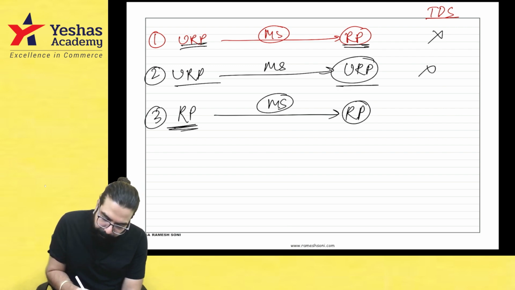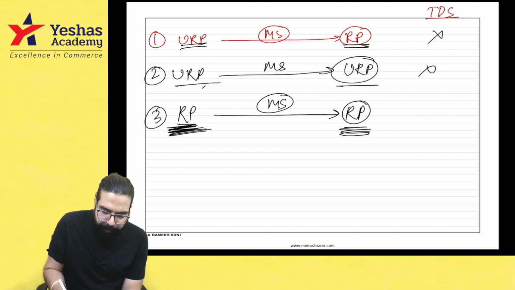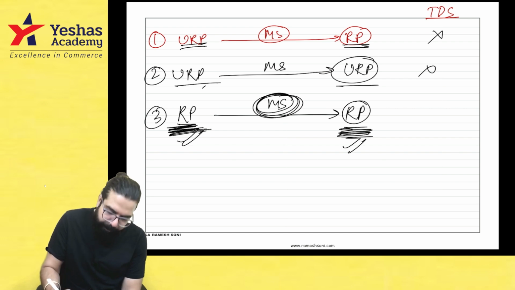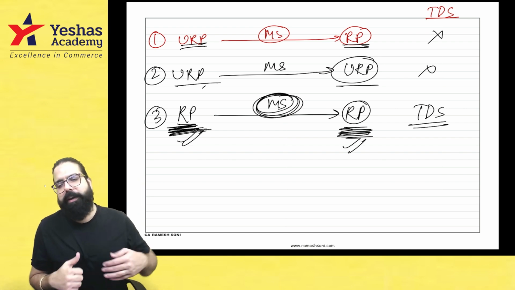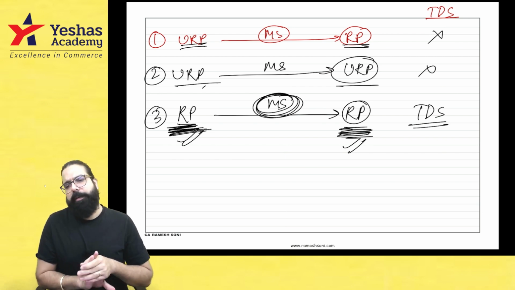Then, registered person supplying to another registered person. Supplier, registered person supplying to another registered person. Metal scrap. Both are suppliers of metal scrap, but still TDS will come over here. Third category, very good, everyone. In the third category, TDS will come.